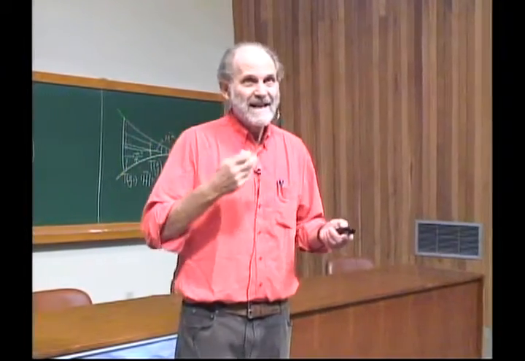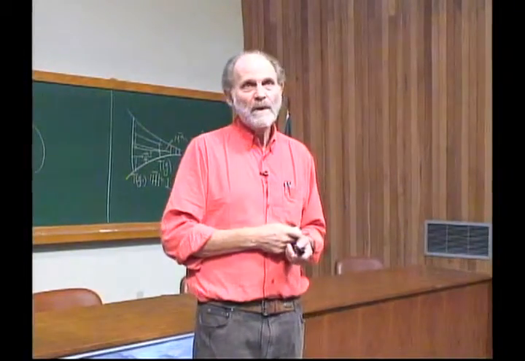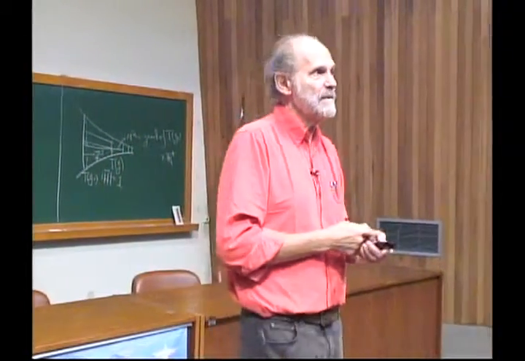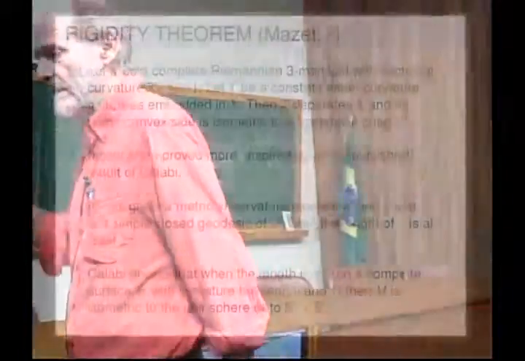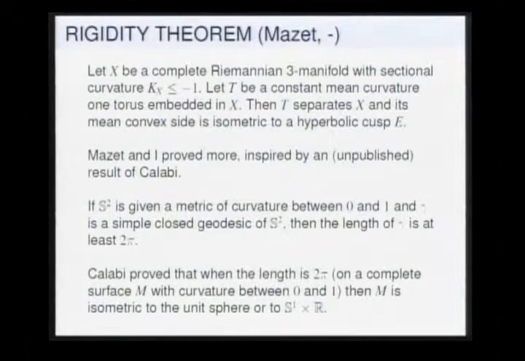However, fortunately, there are very interesting things one can say if one talks about constant mean curvature surfaces different from spheres. For example, the simplest one after the sphere is the torus. And there we have a very nice theorem, which says the following. It's even more general. This is a theorem that I proved with Laurent Mazet. Consider a complete Riemannian 3-manifold with sectional curvature less than or equal to -1. Let T be a constant mean curvature 1 torus embedded in X. So I'm taking a constant mean curvature torus of mean curvature 1. Theorem: T separates X, and its mean convex side is isometric to a hyperbolic cusp.